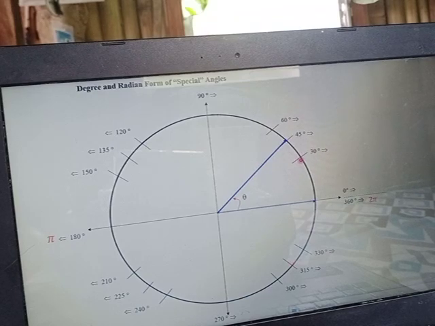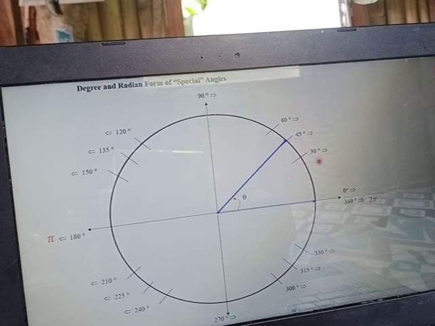So let's have 30 degrees, 60 degrees, so plus 30, and then we have 90 degrees plus 30, 120 degrees plus 30, 150, and then 180, and then 180 plus 30, we have 210 plus 30, 240 plus 30, 270 plus 30, we have 300, 330, and 360 degrees. So let's start with 30.